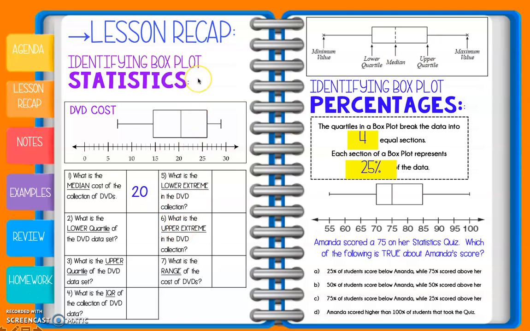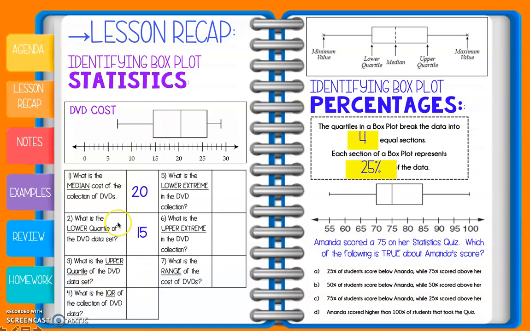So, identifying some box plot statistics. If we're looking at this one right here, this represents some DVD costs. And if I look, the first question says, what is the median? So the median is going to be this line right here in the center, and that is represented by a 20, okay? What is the lower quartile? The lower quartile is the left side of my box. So here's the left side of my box, and we're gonna kind of have to judge a little bit here, but it's close to 15, okay, 15.